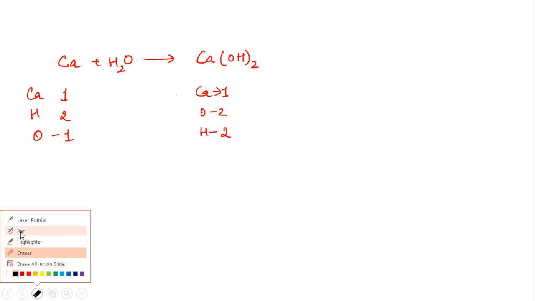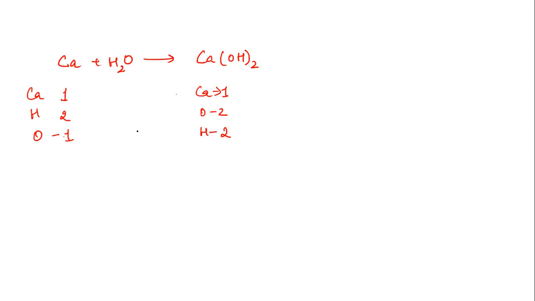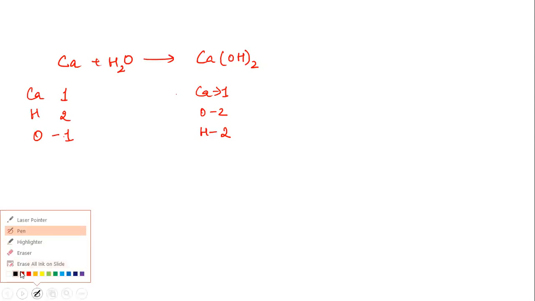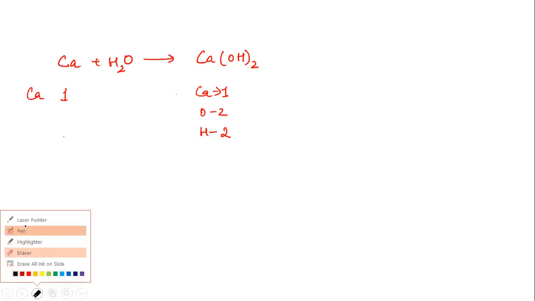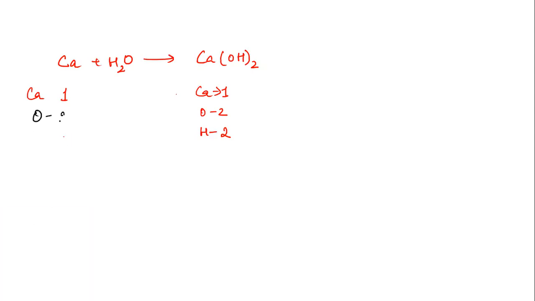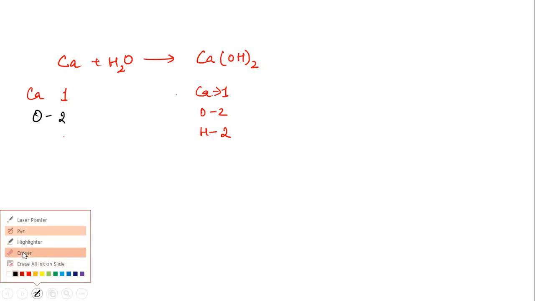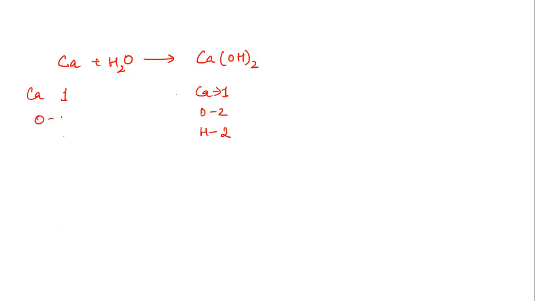I'm again writing it. Okay, fine, I will remove everything. Now, first of all, calcium is balanced. Hydrogen is balanced. Oxygen 2. Oxygen 1. Hydrogen 2. So hydrogen is balanced. Oxygen is not balanced in this one.